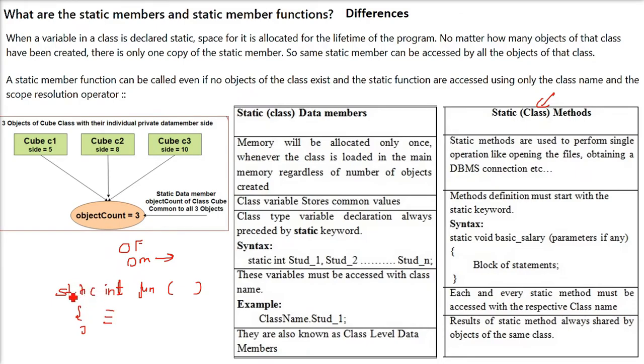Each and every static method must be accessed with the class name. So your class name dot, or if you're using a pointer, then arrow, fun function. The result of a static method will always be shared by a number of objects that you make of the same class. So the result will be shared by all the objects which are there for a class.